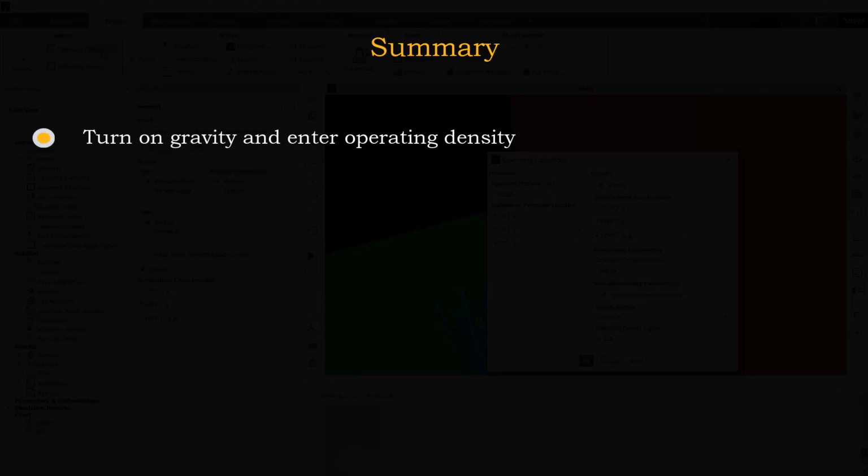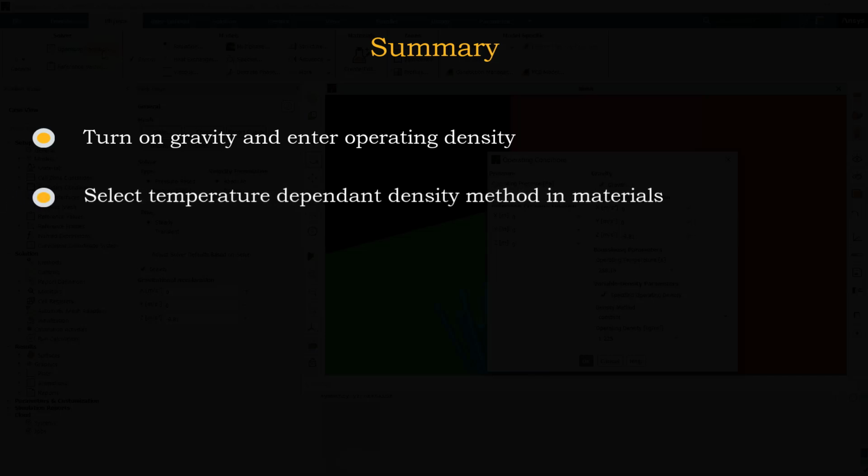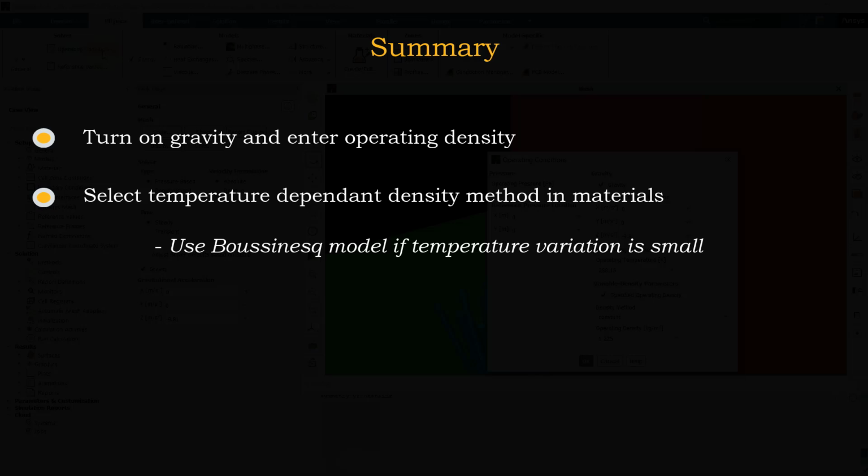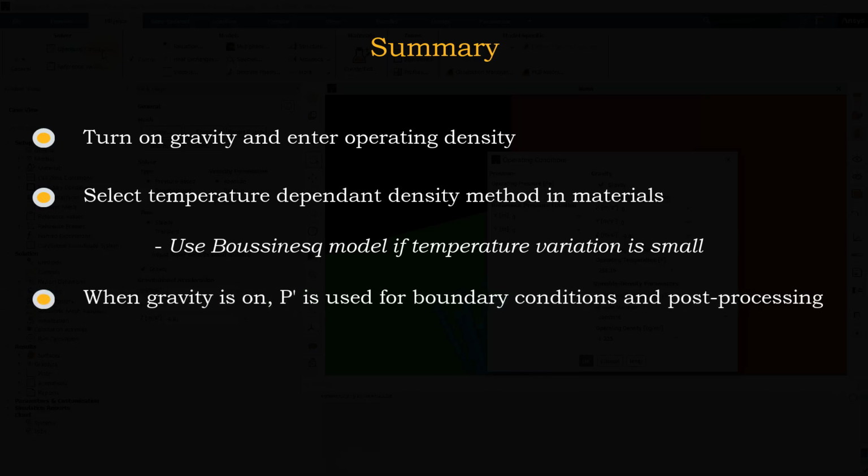Before finishing, I want to quickly summarize the key steps in solving a natural convection problem in Fluent. And those steps are, you have to turn on gravity and enter the operating density. You have to select a temperature-dependent density method in the materials panel. And if the temperature variation in your system is small, use the Boussinesq model. And finally, remember that when gravity is on, P prime is used for boundary conditions and post-processing.